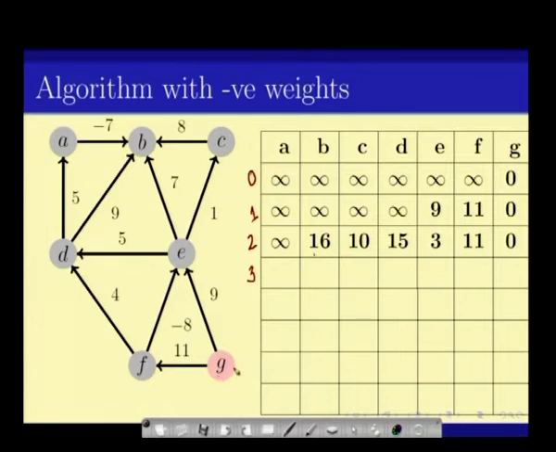For example, I can go from G to E using 2 edges, and then go from E to C. Now, the shortest path from G to E using 2 edges is 3. So, I can go from G to C using 3 plus 1, that is 4 edges, and so between 4 and 10 we will write a 4 here, because 4 is the minimum.